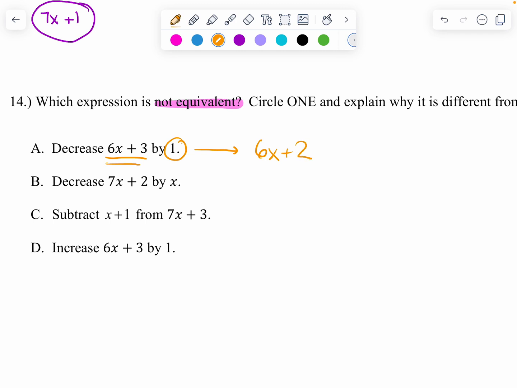So notice when I say decrease by 1, I'm only decreasing the 3 by 1 because I'm not impacting the x's. This says decrease 7x plus 2 by x. So that says make this thing lose an x. Decrease the x's by an x means I've got 6 x's, and then I've got that 2 that's hanging out in the back. All right, so now I know these two are the same. Decreasing this by 1 affects the number. Decreasing this by x just means we take 1x away.